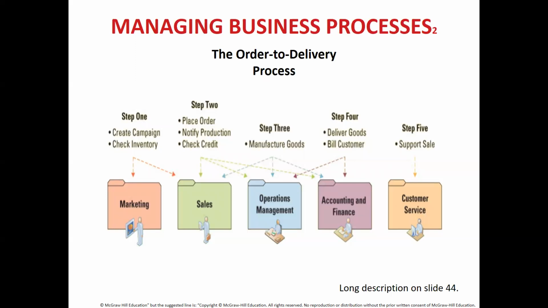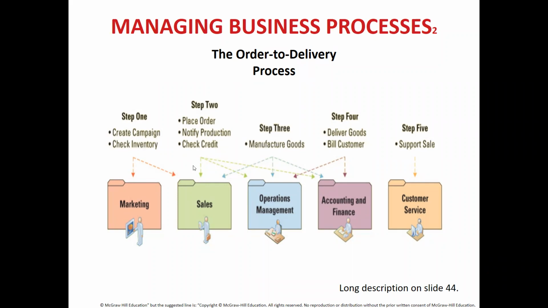And the entire thing is generally displayed in this particular diagram. Okay. So if you have a look at it, you have marketing, they create campaigns, and if they are creating campaigns, what they do is they check inventory. So how do they check inventory? They check inventory from the sales department. And then you have the sales department. The sales department basically places orders, or they get the order from the customers, and once they get the order, they notify the production team to get the item produced, and they check credit.